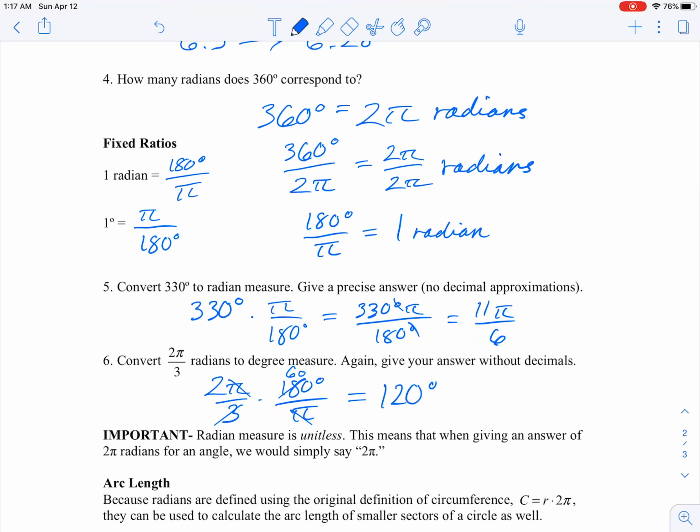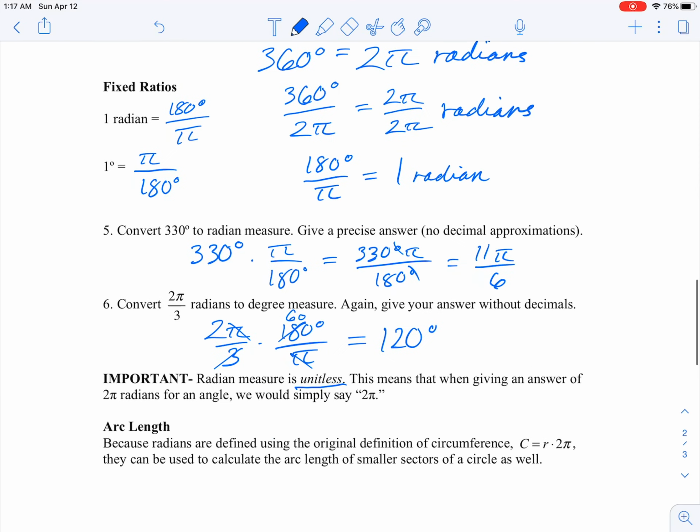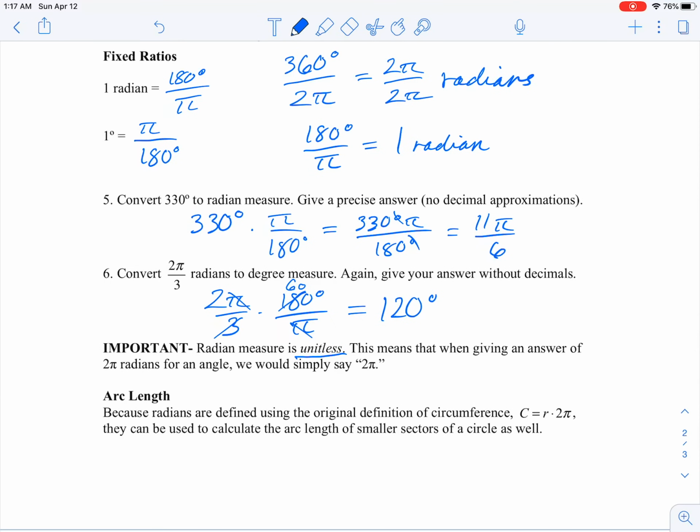Now, this next piece is important. Radian measure is unitless. This means that when you give an answer of 2 pi radians for an angle, we simply say and write 2 pi. If you tell me that the angle was 2 pi, I'll know you're speaking in radians. In fact, if you tell me that the angle is 3, I'll presume you're speaking in radians because you use no unit.